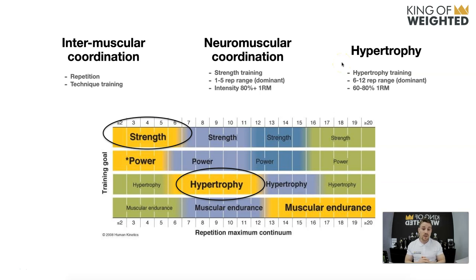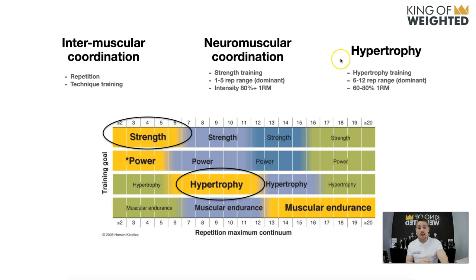And what else do we have? The last mechanism was hypertrophy, and hypertrophy is stimulated with hypertrophy training or volume training, and that is dominantly done in the 6 to 12 rep range, and the intensity should be around about 60 to 80% of the rep max in that movement.